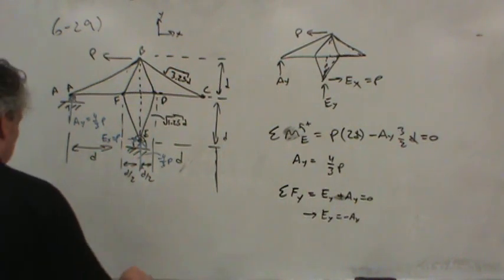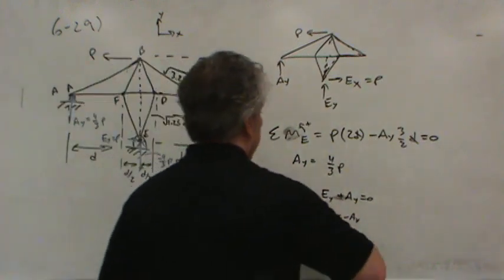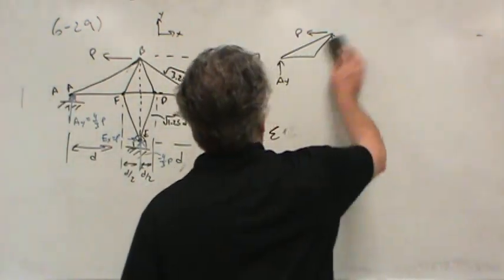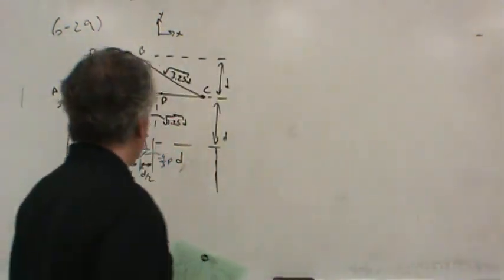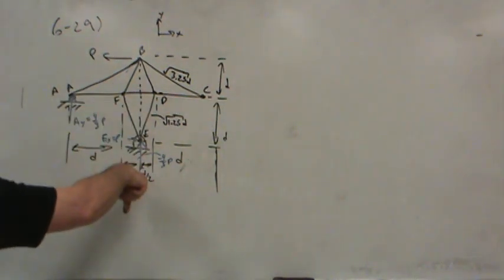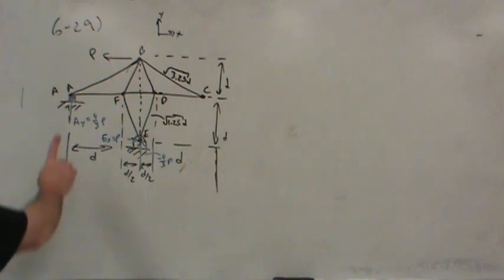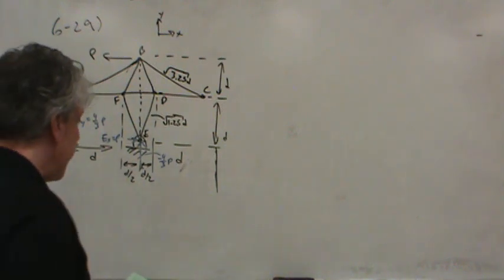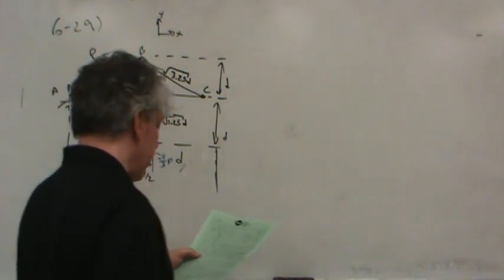There we go. So now we've got all of the reactions and geometry for future use. Okay, so negative 4/3 P. In other words, point E is actually pulling down, while point A is pushing up, and so forth. Now, we're supposed to use the method of joints, so let's do that.